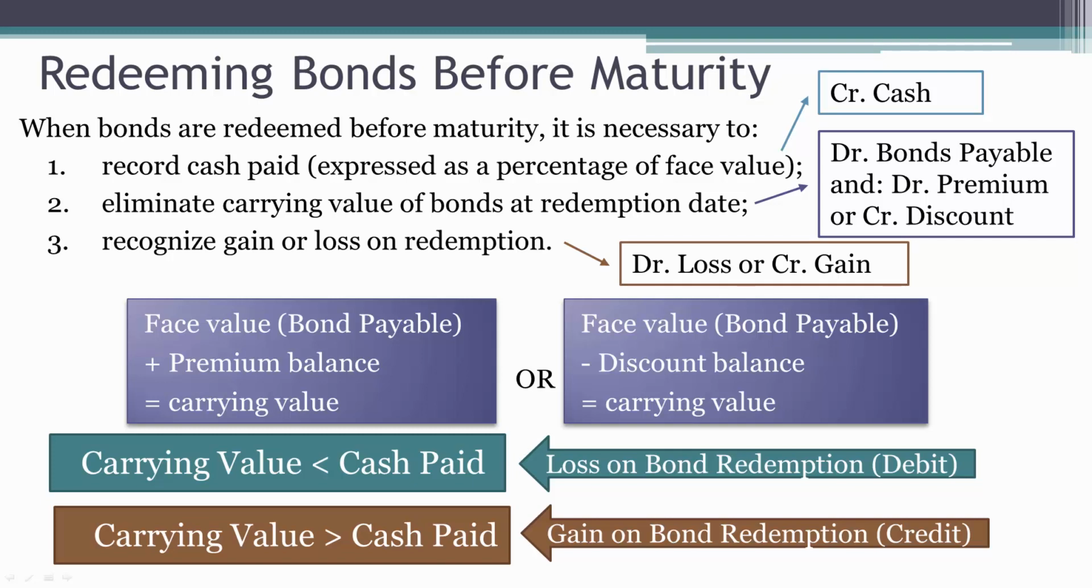And it's a debit if it's a loss, and it's a credit if it's a gain, because a loss is an expense and a gain is a revenue.